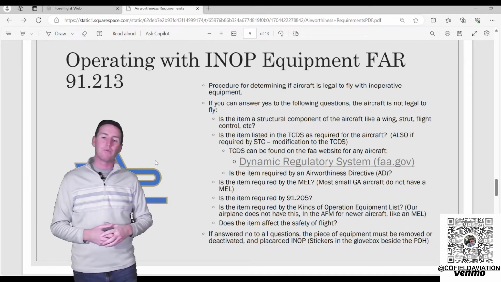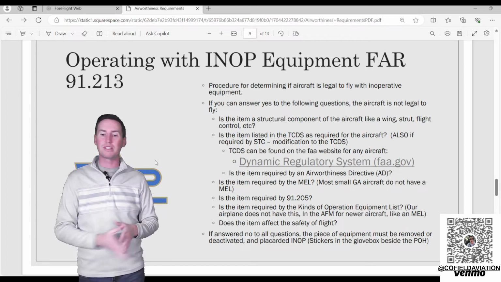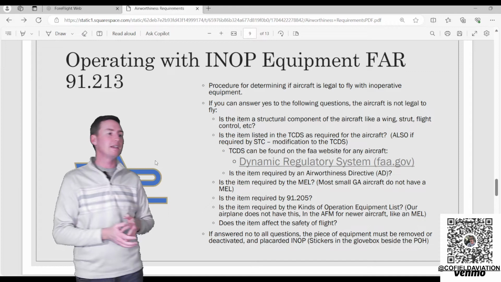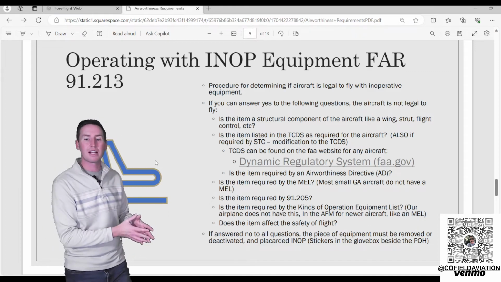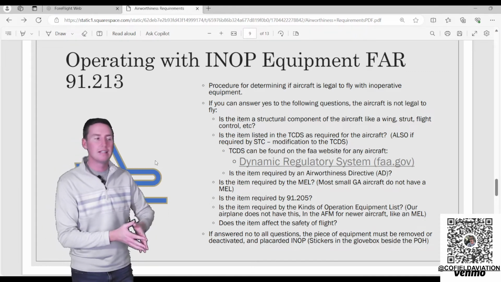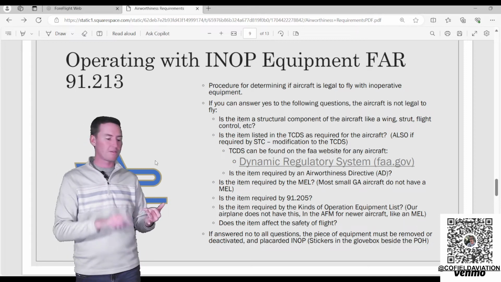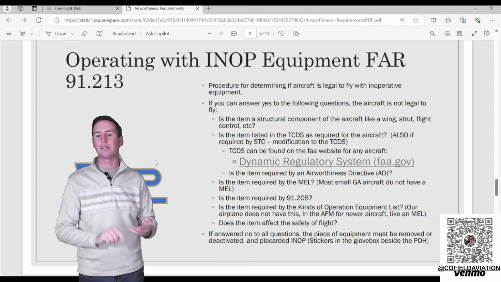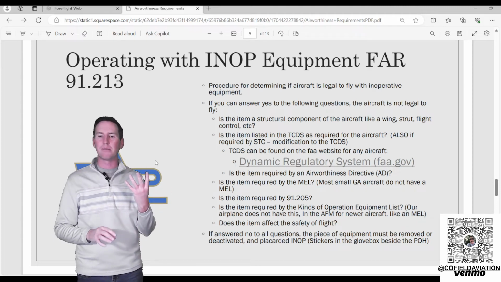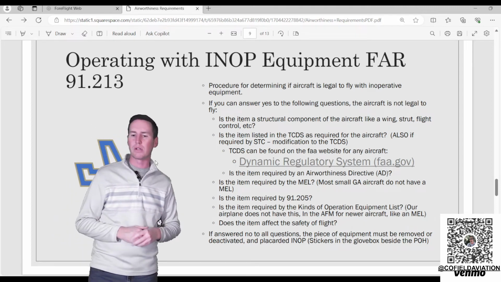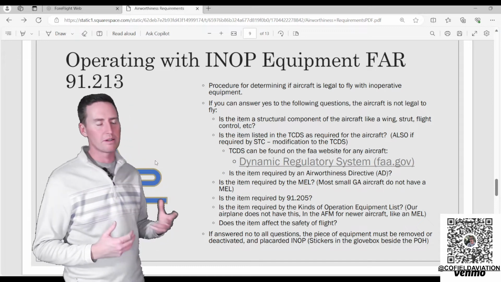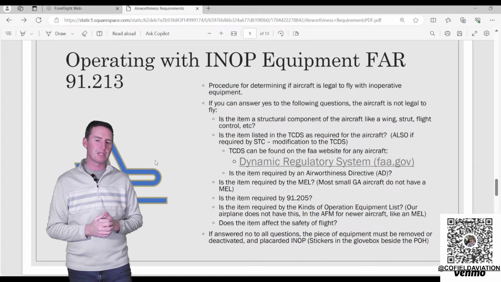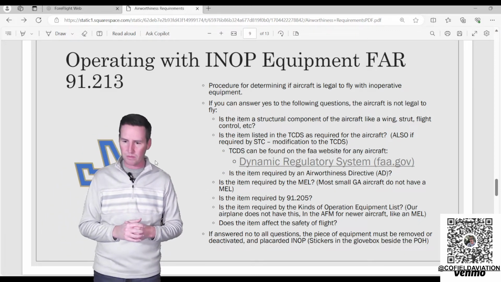We don't have that. We have just an equipment list. So it doesn't break it down based upon the kinds of operation. So if it's listed as required in our equipment list, then that means it's required for day VFR, night VFR, day IFR, night IFR. It doesn't give us a breakdown between the kinds of operations that the airplane is certified and whether or not we need it. So it's just an all-encompassing equipment list, which means we have to have it.